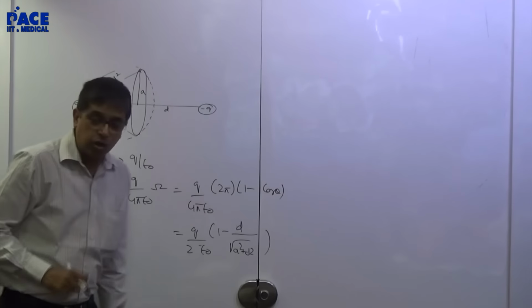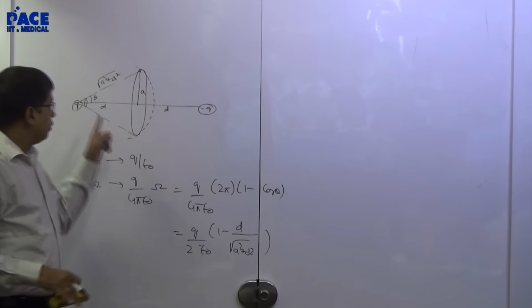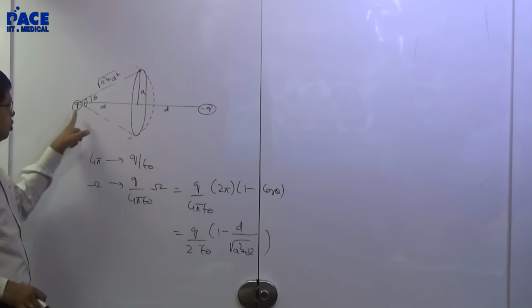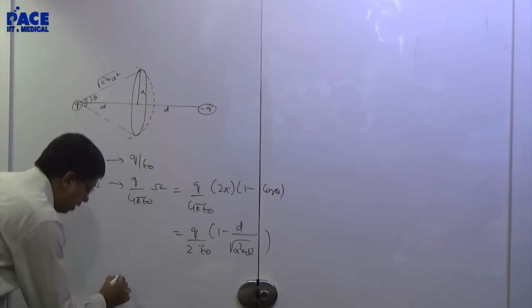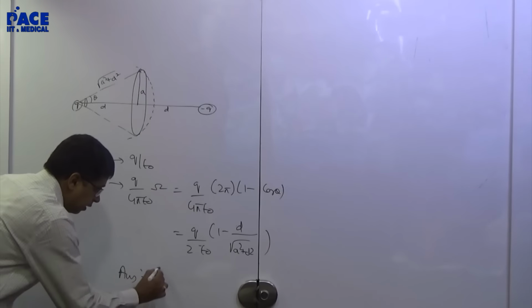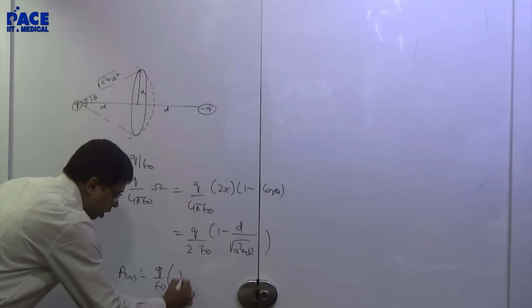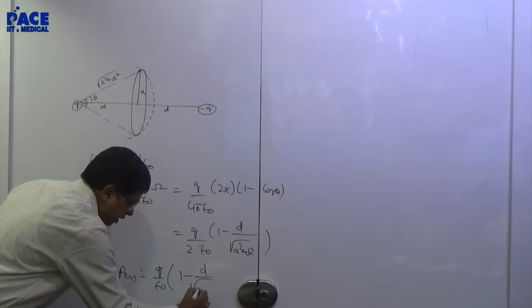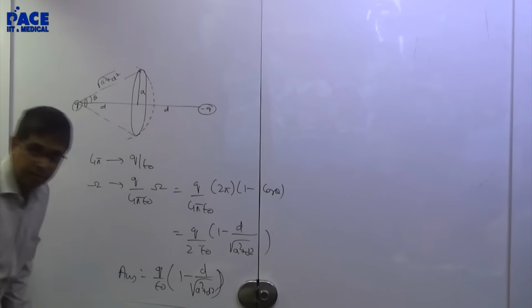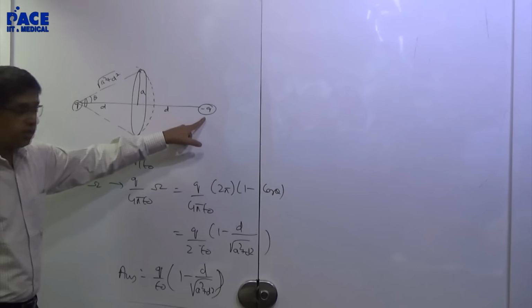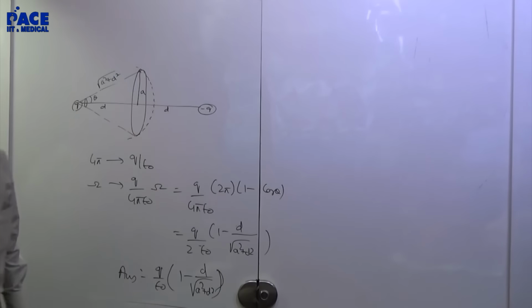Listen, the problem is not over. You have calculated the flux through this disk because of one charge. The answer will be Q by epsilon naught into 1 minus D by under root A square plus D square. Why? You are multiplying this with two. Look at the smartness here.